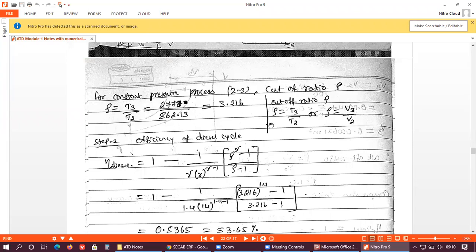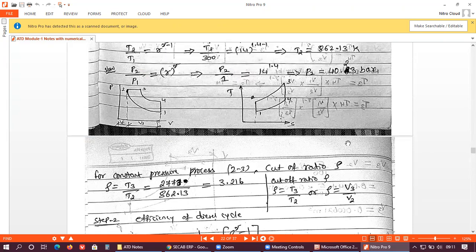We need to find these because we need the value of rho, in order to calculate the air standard efficiency. This is the expression for the air standard efficiency of the diesel engine. We know the value of r, we know the value of gamma, but we don't know the value of rho here. Rho is nothing but the cutoff ratio. Either go with the T3 by T2 equation to calculate rho, or with V3 by V2; you can take either one. So first we need to calculate the intermediate temperature. We will find the value of T2, so that it will be easy for us to calculate the value of rho, the cutoff ratio.